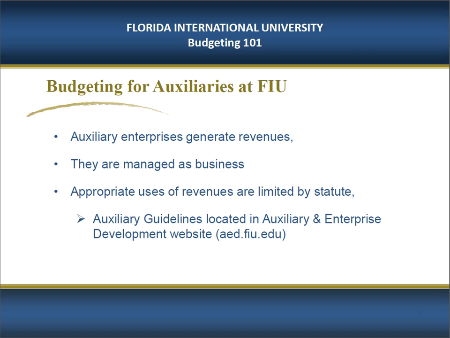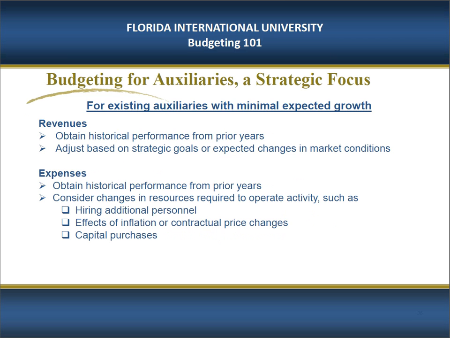When budgeting for auxiliaries, consider the following. Auxiliary enterprises generate revenues, unlike E&G. They are managed as a business, and as such, their fund balances accumulate from year to year. Appropriate uses of revenues are limited by statute, so please refer to the guidelines located in the Auxiliary and Enterprise Development website. Now, let's take a look at budgeting for auxiliary with a more strategic focus.